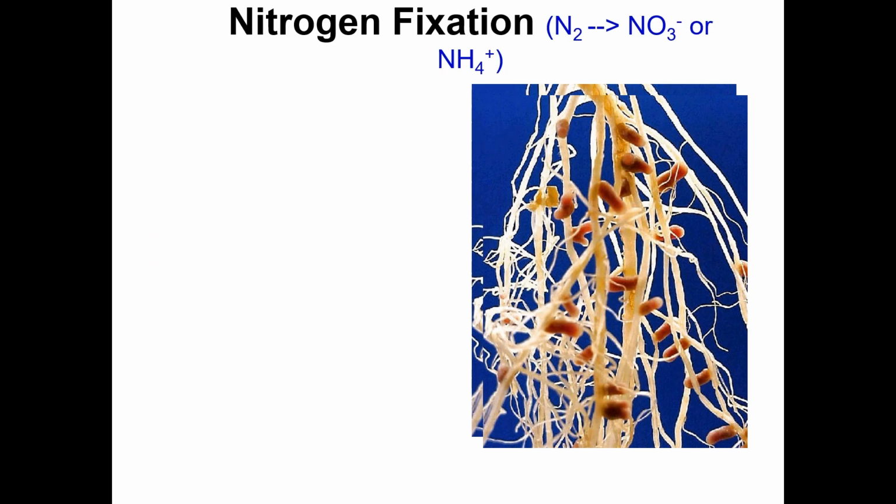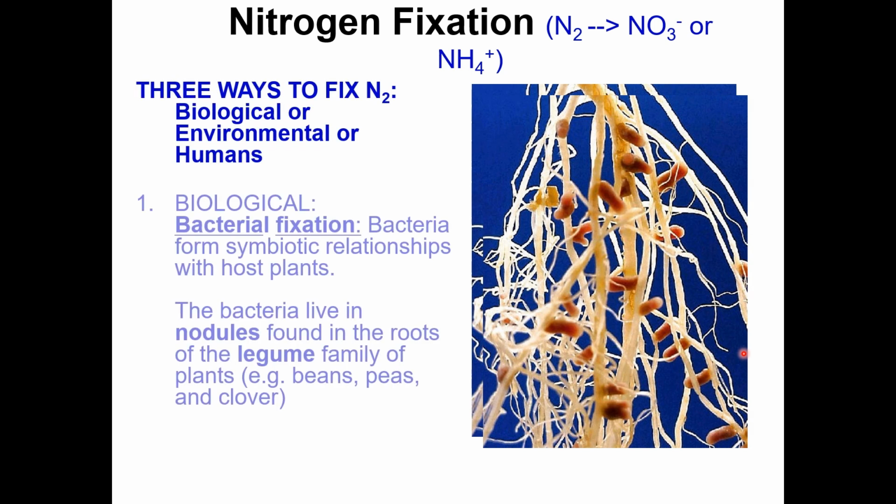This nitrogen fixation, or N2 into nitrate or ammonium, can take place by a special set of plants which have root nodules. This nitrogen fixation can take place either biologically, by environmental processes, or through man-made ways. Any of these ways nitrogen fixation can happen.